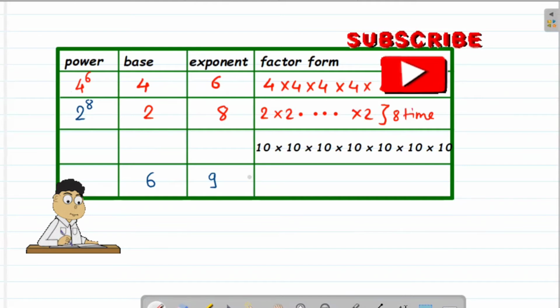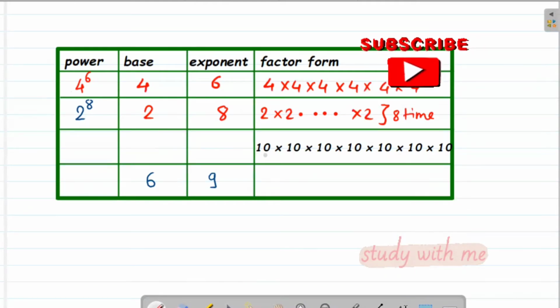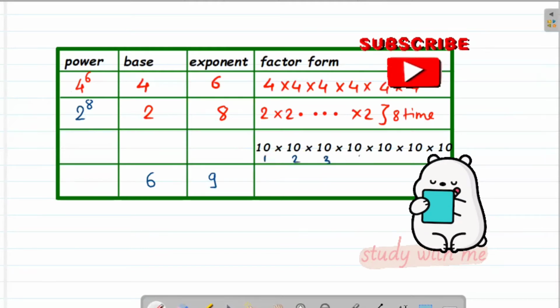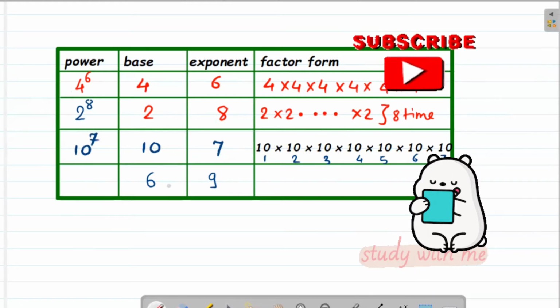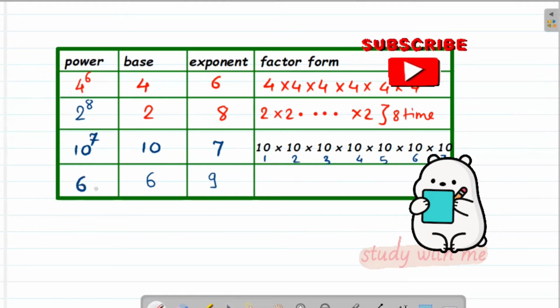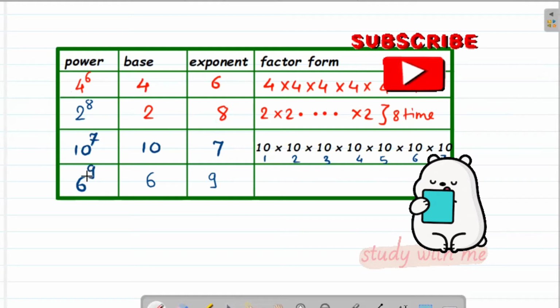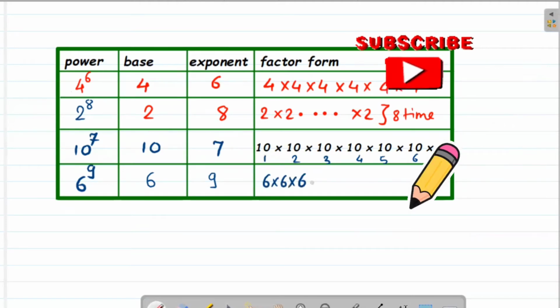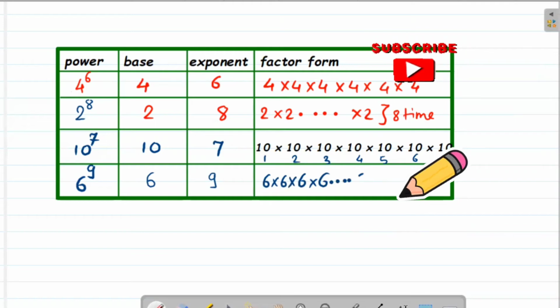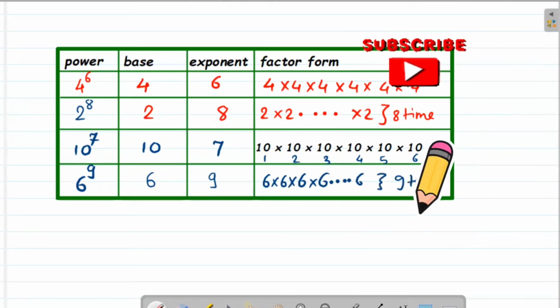Okay, now let's count the below example. 10 is multiplied some times. Count how many times? 1, 2, 3, 4, 5, 6, 7 times. So definitely 7 is going to be my exponent. Base is definitely the same number, that is 10. So I can write it in the power format or exponential format as 10 raised to 7. Now here the base is 6, and the exponent is 9, so the exponential form will become 6 raised to 9, or we can also call it 6 to the power 9. And my 6 will multiply itself 9 times, because 9 is my exponent.